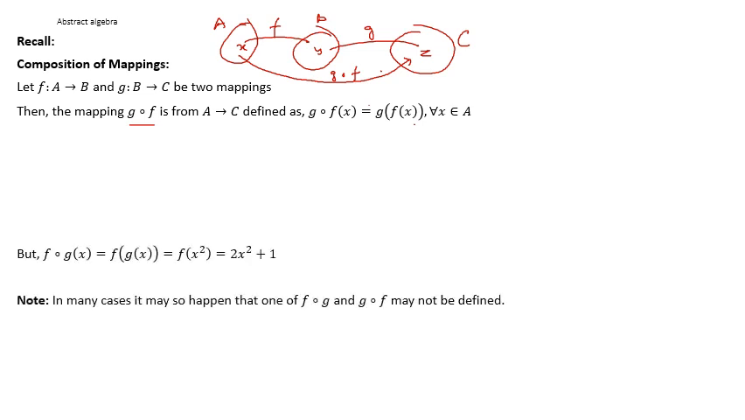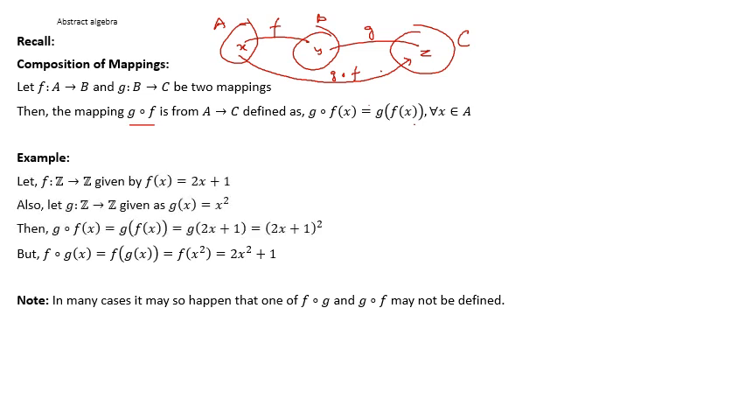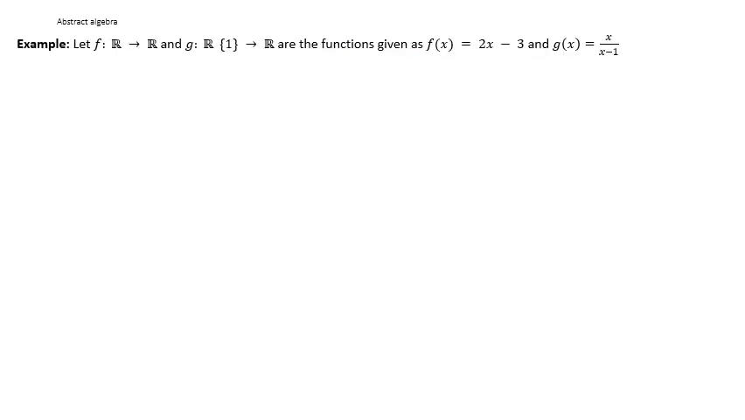কিন্তু একটা এক্সাম্পল আমরা দিয়েছিলাম যে suppose f is from Z to Z given by f(x) is 2x plus 1 and g(x) is x square, then gof of x is g of f of x is (2x plus 1) whole square, but fog(x) is 2x square plus 1. So clearly they are not commutative.